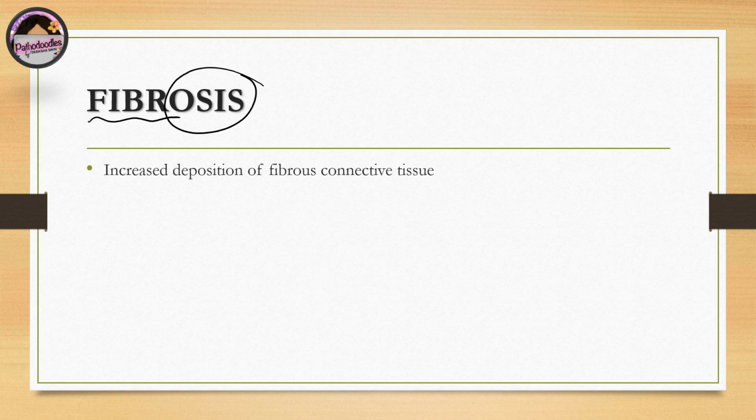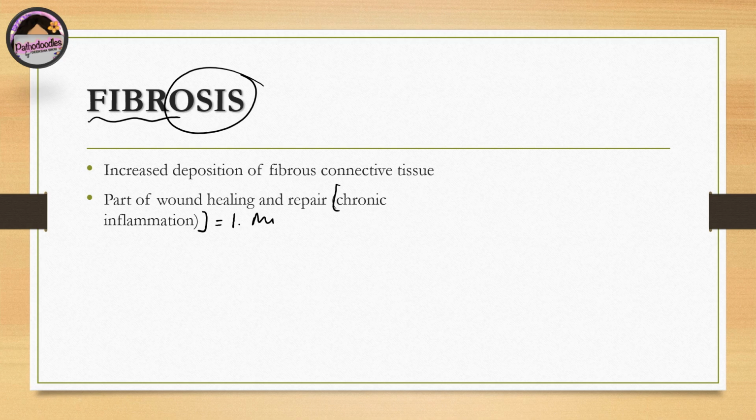Next, fibrosis. Look at the term again: fibrous tissue, and osis means increase. So fibrosis is nothing but increased deposition of fibrous connective tissue. As I'm sure everybody recalls, it's a part of normal wound healing and repair. In fact, it is one of the three components of chronic inflammation. The first is mononuclear infiltrate. The second is tissue destruction. And the third is evidence of repair, and that repair is in the form of fibrosis.